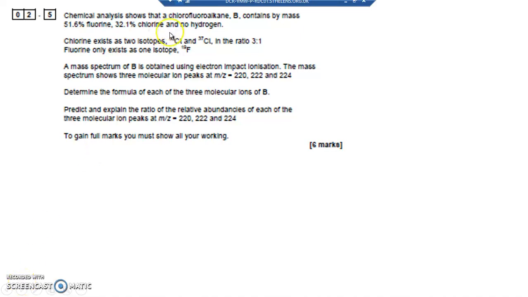A difficult question this, and in two parts. So question 2.5. First of all, the first section is not too difficult. Chemical analysis shows that chlorofluoroalkane B contains by mass 51.5% fluorine, 32.1% chlorine and no hydrogen. So the remaining part is carbon.